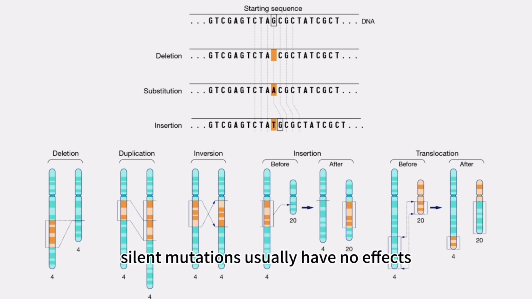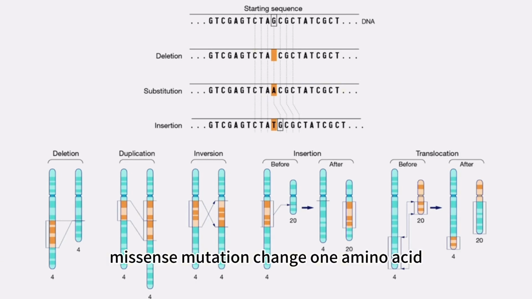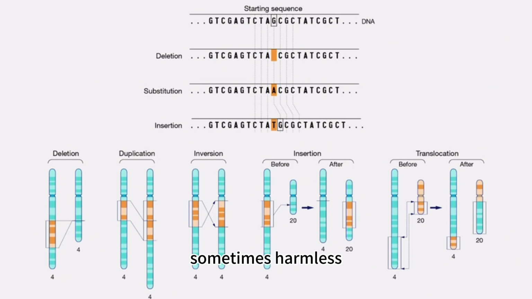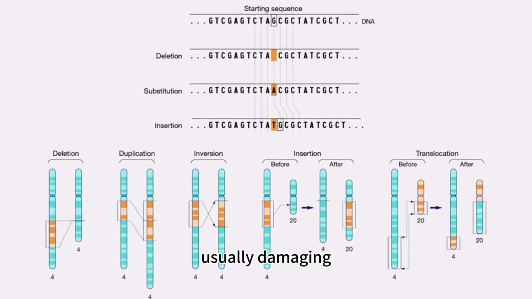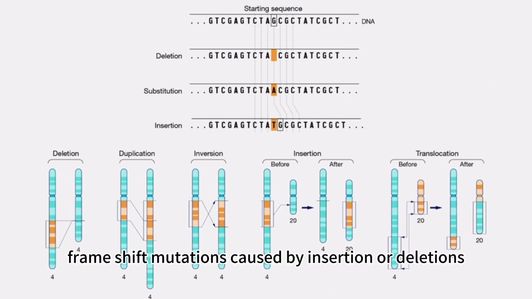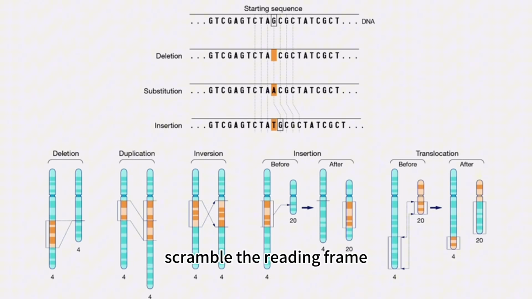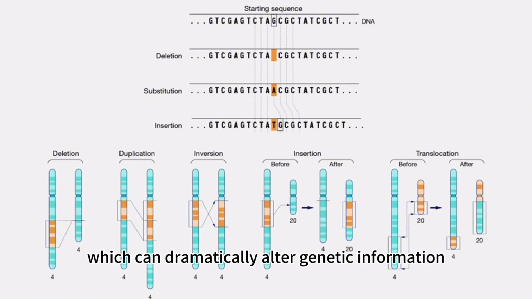Silent mutations usually have no effects. Missense mutations change one amino acid, sometimes harmless and sometimes very harmful. Nonsense mutations create premature stop signals, usually damaging. Frameshift mutations caused by insertion or deletion scramble the reading frame, often devastating for proteins. And on a chromosomal level, we see deletions, duplications, inversions, insertions, and translocations, which can dramatically alter genetic information.